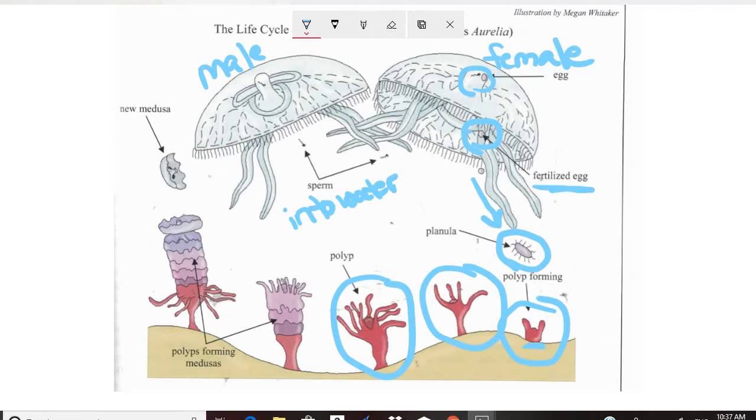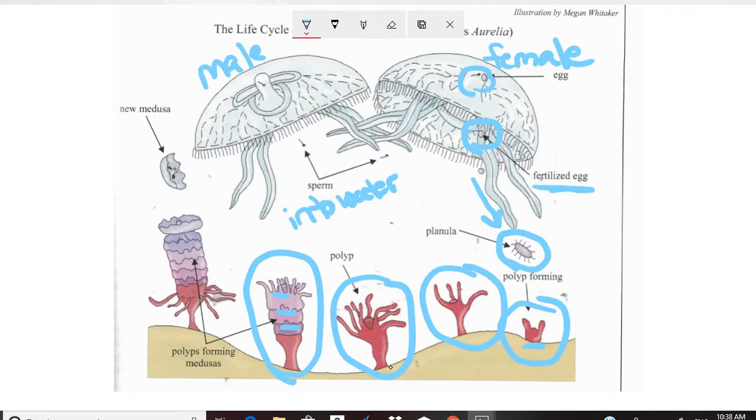Then they will start to form medusas, and you can see that happening here. So they'll start to form these medusas, and then one or more of those medusas will break free, and then you have a new medusa, and the whole reproductive process would begin again. Okay, so that is sexual reproduction in a jellyfish in the medusa form.